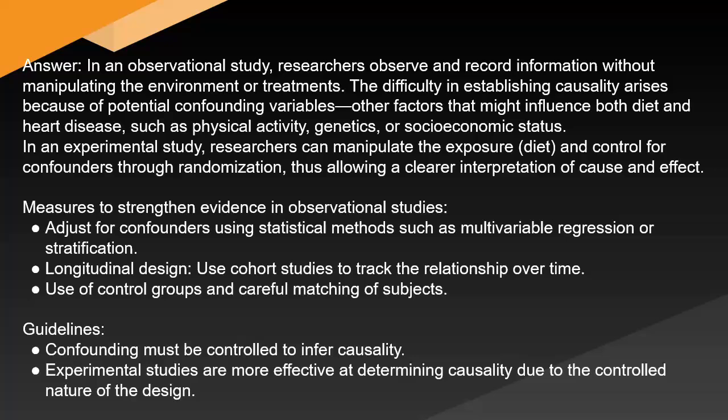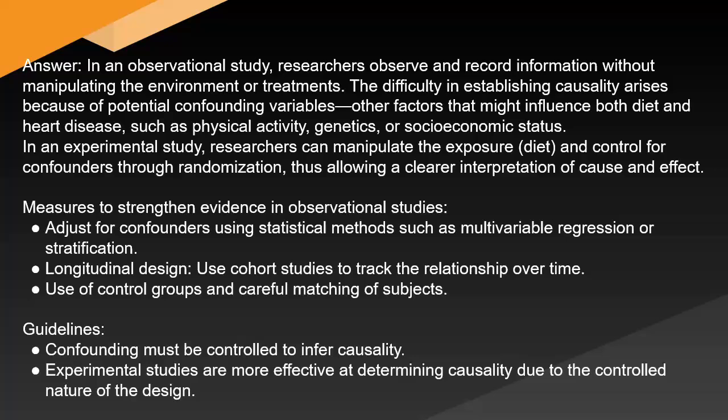The difficulty in establishing causality arises because of potential confounding variables. Other factors that might influence both diet and heart disease, such as physical activity, genetics, or socioeconomic status. In an experimental study, researchers can manipulate the exposure, diet, and control for confounders through randomization, thus allowing a clearer interpretation of cause and effect.